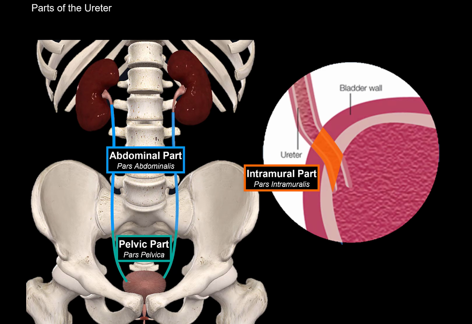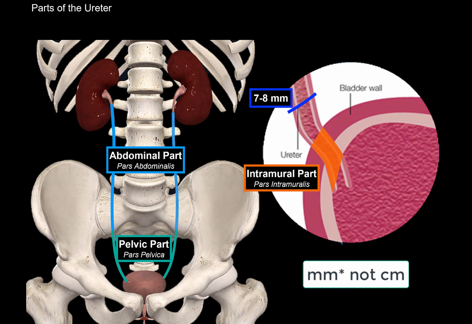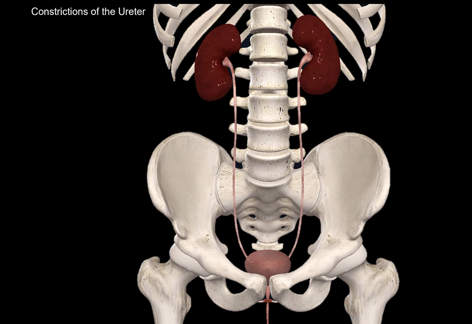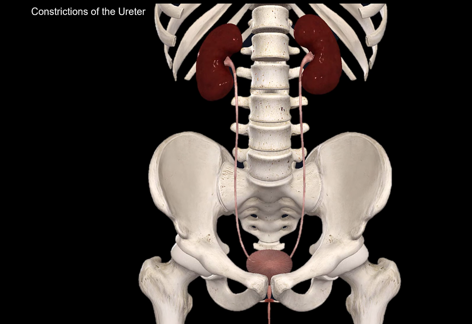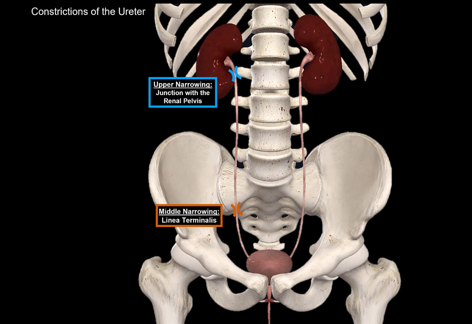The ureter is usually between 7 to 8 millimeters in diameter, but it has some narrowings that decrease this diameter. And when the diameter decreases, it gets roughly around 3 to 4 millimeters wide. So there are three narrowings or constrictions the ureter has. The first one is the upper narrowing at the junction with the renal pelvis. The middle one is at the linea terminalis. And the lower narrowing is when the ureter is inside the wall of the urinary bladder. So those were the narrowings of the ureter.